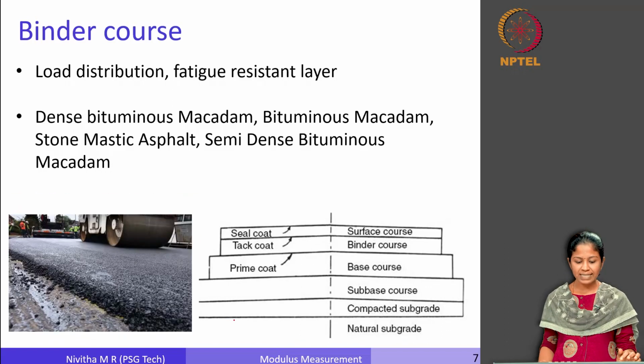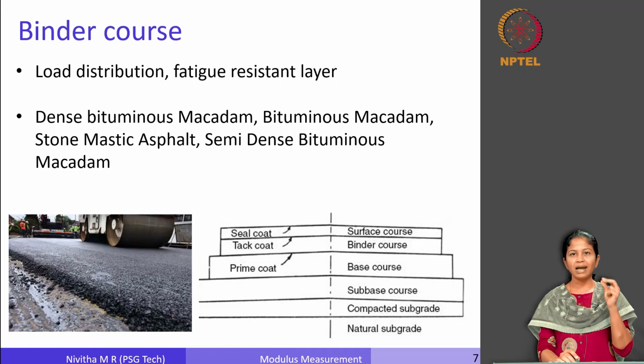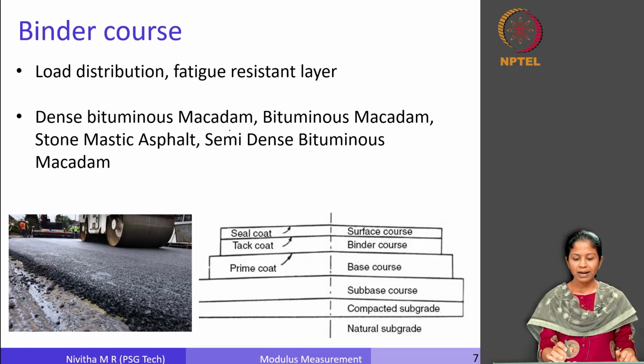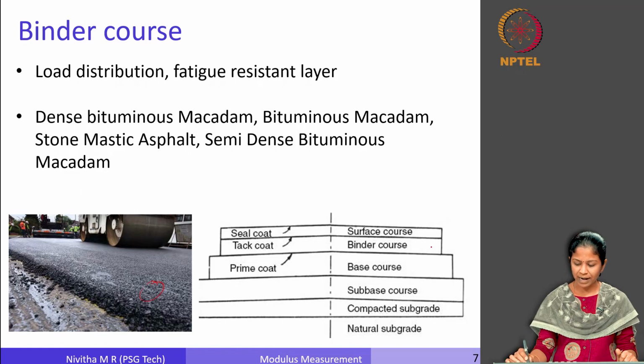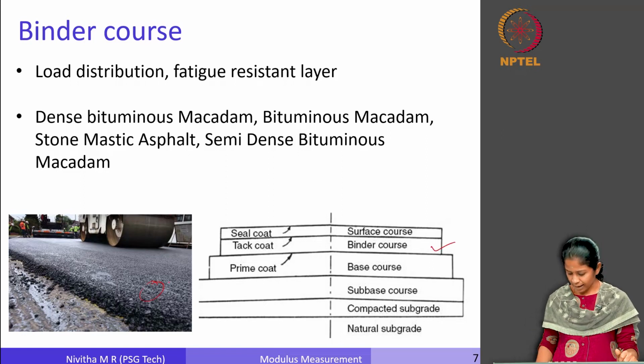Now, we will move on to the next layer, which is the binder course. The function of this binder course is again load distribution, and sometimes it is also called a fatigue resistant layer. It has aggregates similar to what you have for your surface course, but larger size of aggregates and lesser bitumen content. The options that you have for this binder course are dense bituminous macadam, stone mastic asphalt, semi-dense bituminous macadam, and so on. So, this is a bituminous layer. The binder course that you see here is a bituminous layer.